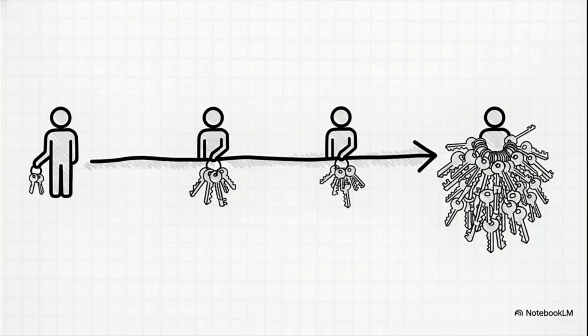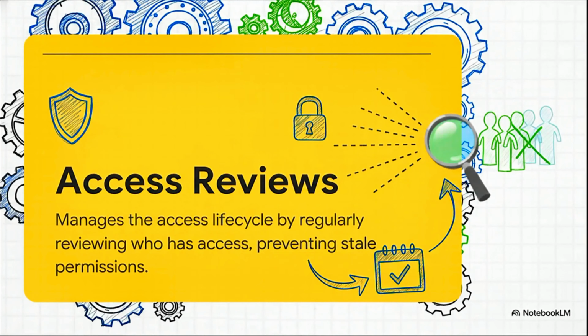Okay, so we've built a pretty slick system for granting access efficiently, but what about the other side of that coin? What about taking it away? People change roles, projects end, guests leave. If you don't have a cleanup process, you get what's called permission creep, this slow, dangerous buildup of unnecessary access. And the answer to that permission creep is automation.